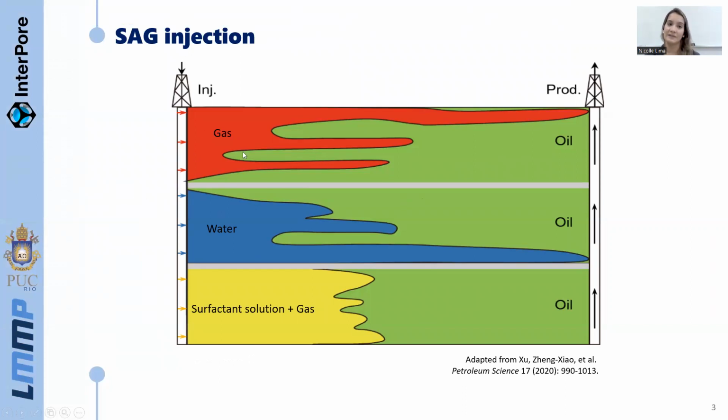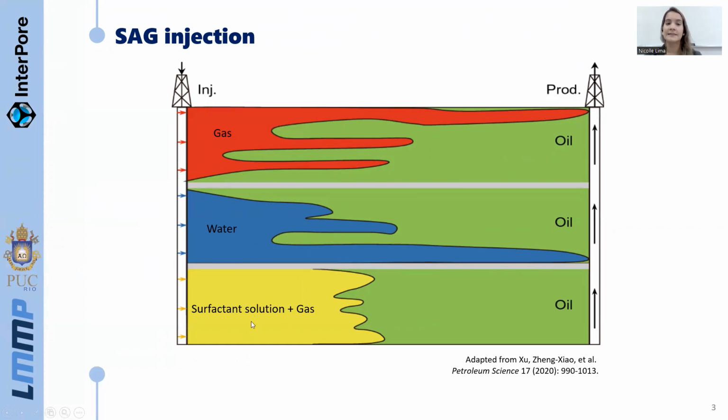One of them is the gas flooding. When we inject gas, the gas flows through the upper part of the reservoir, leaving a large amount of oil behind. This is an early breakthrough. And also we have the formation of these instabilities, the viscous fingers. When we inject water, we have the opposite behavior. So water flows through the lower part of the reservoir, also leaving a large amount of oil behind.